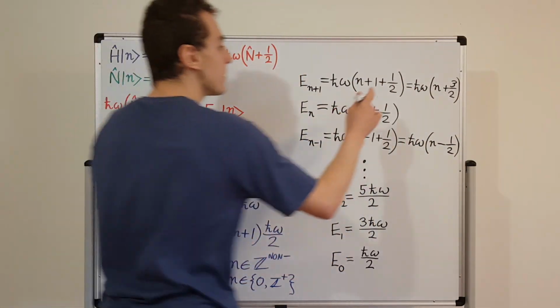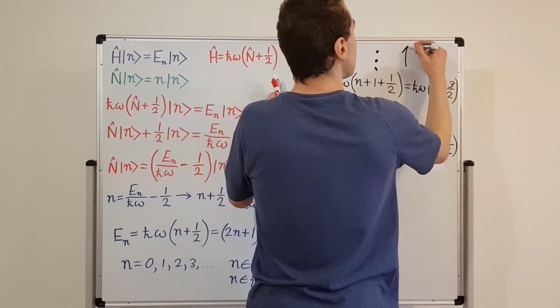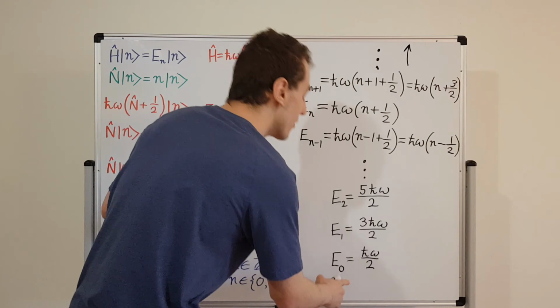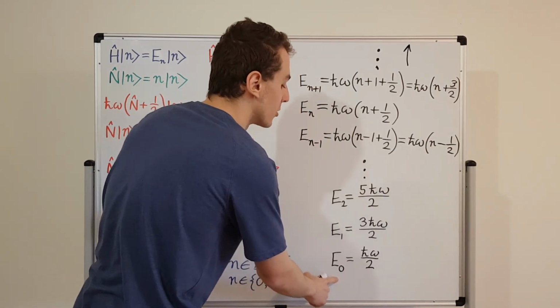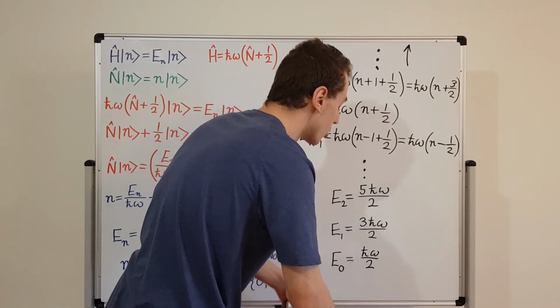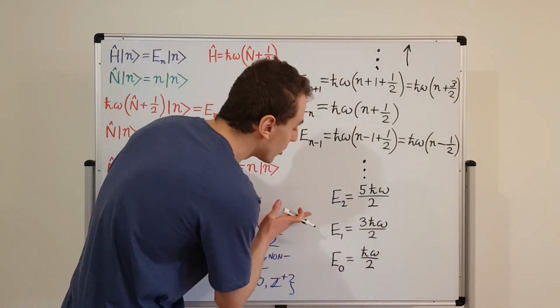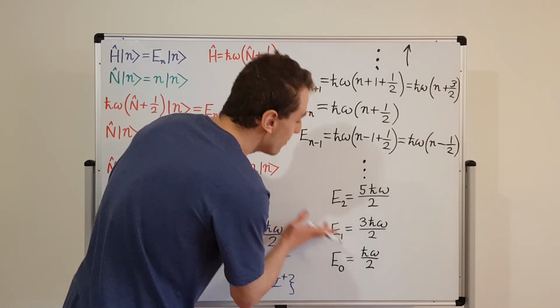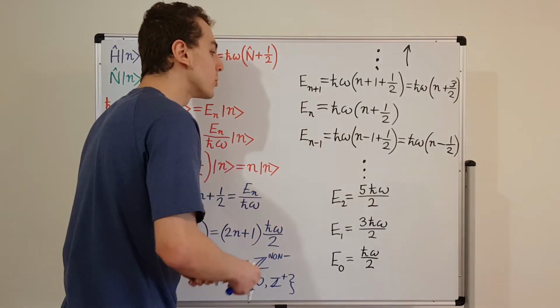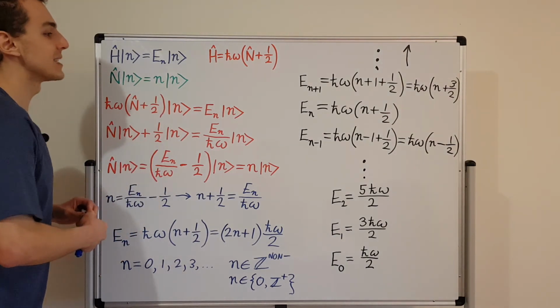We could keep going on and on, and this keeps going on forever. And we can see that only the non-negative integers are allowed. We're not allowed to have negative energies. Negative energies don't make sense. There's a contradiction. And we're also not allowed to have energies in between here. We cannot fit any energy eigenvalues in between these ones. That is why this is called a discrete energy spectrum. So the Hamiltonian has a discrete spectrum.